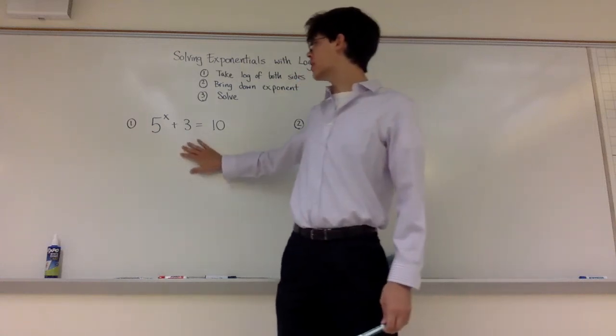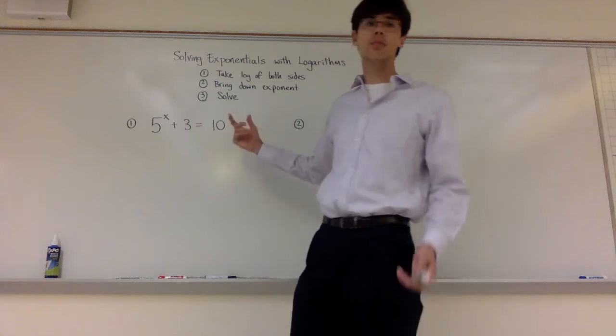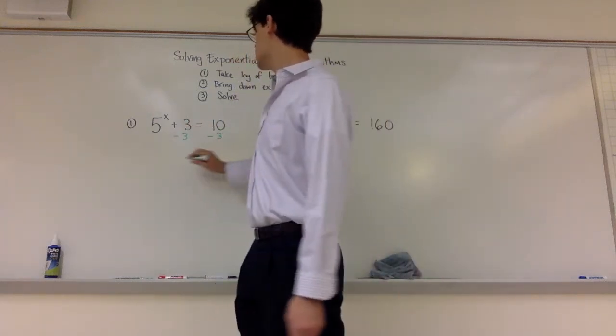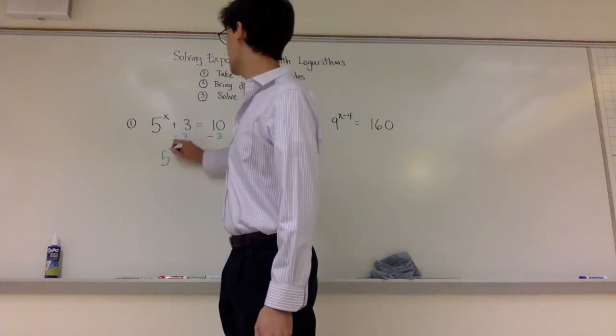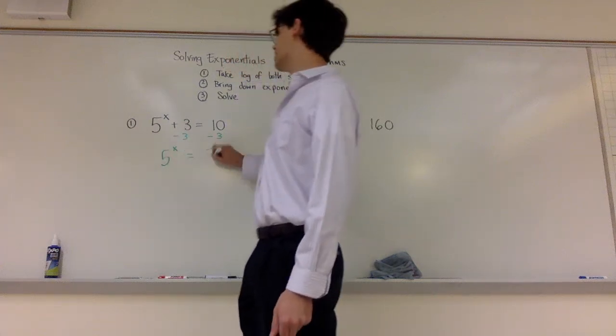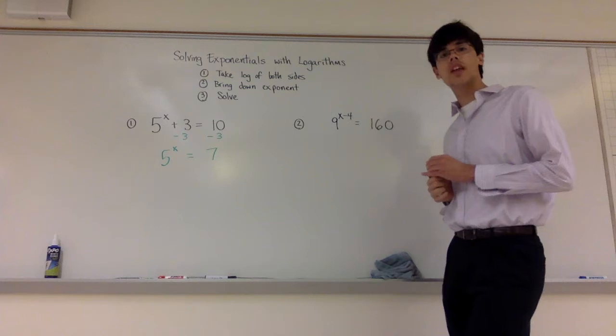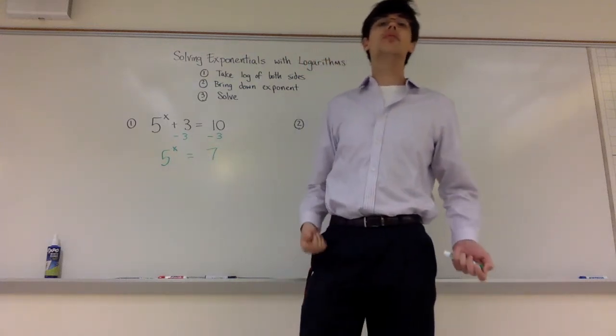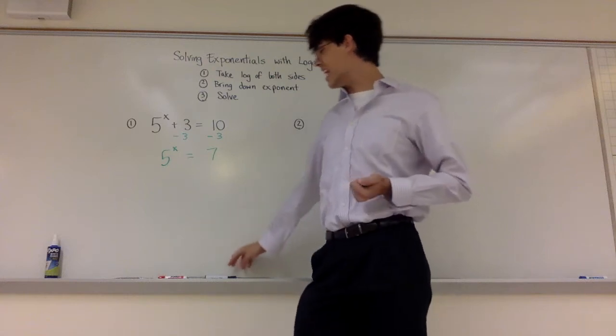On this first example here, I can obviously start this problem by subtracting 3. That much is pretty clear. After I do that, though, I have 5 to the x power is equal to 7. And I need to solve that equation for x, which means getting x all by itself. It's really tough to get a variable by itself when it's in the exponent.